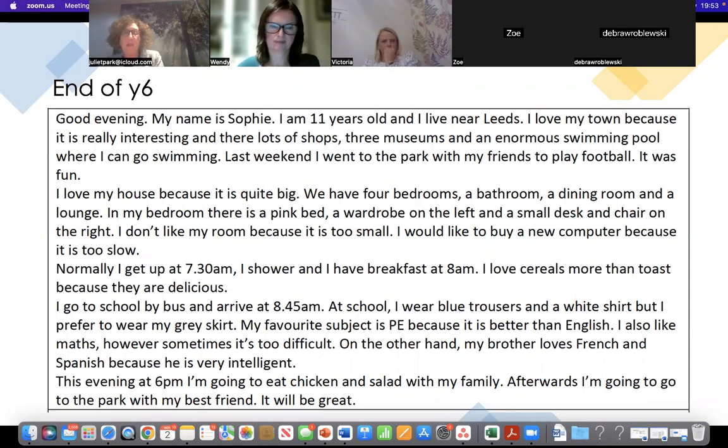So in that penultimate paragraph, my brother loves French and Spanish, for example. So they're using different parts of the verb. And then to finish off, you can see we're bringing in I'm going to eat. So we've got that near future, applying it in a slightly different context, and then finishing off with it will be. So I went, it was, it will be, I'm going to are the key things that we revisit, or rather teach and really reinforce at the end of year 6.